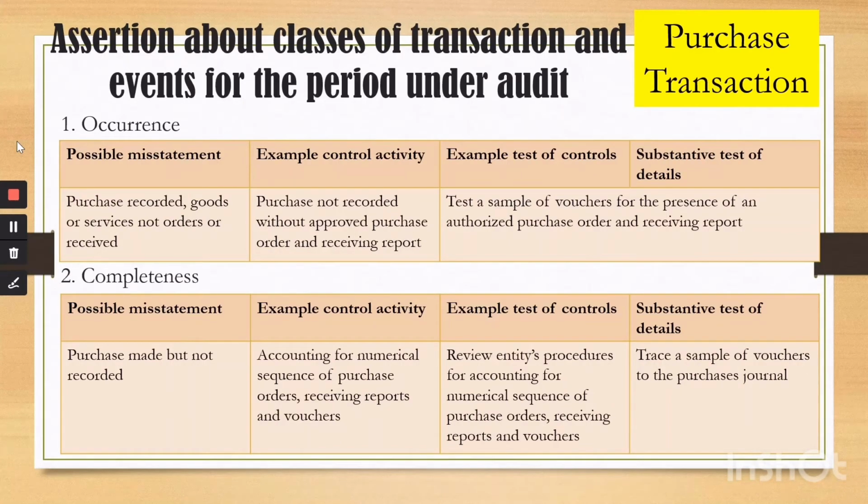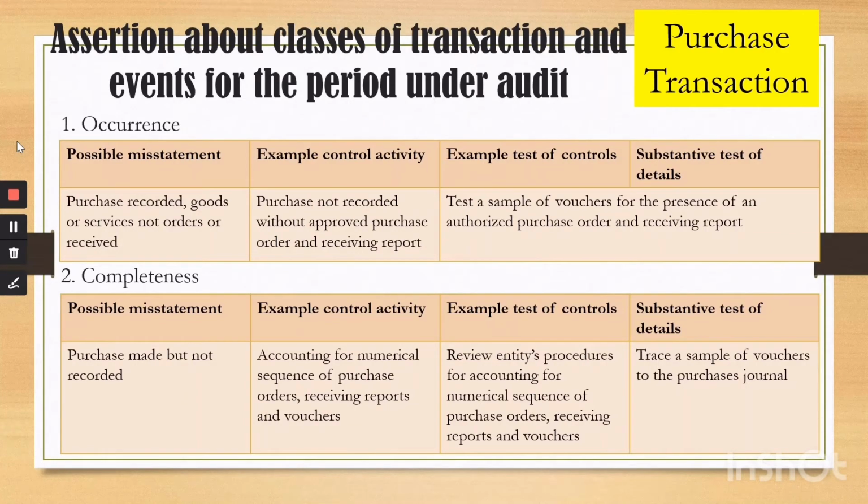The possible misstatement here is that the goods are not received when the purchase has been recorded. To reduce the risk, purchases are not recorded without an approved purchase order and receiving report. So there must be a legitimate document or purchase order to indicate that the goods are approved and will be received. So what can the auditor do? The auditor can test a sample of vouchers for the presence of an authorized purchase order and receiving report.